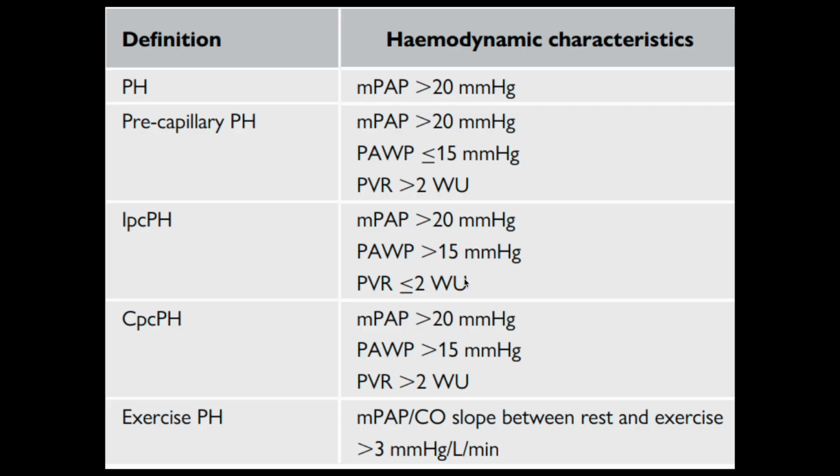Next, you have the unclassified, where you have the pulmonary artery wedge pressure more than 15, but you also have the vascular resistance, which is more than 2. Next, you have exercise pulmonary hypertension, which is diagnosed during exercise, where the slope between rest and exercise shows an increase of more than 3 millimeter Hg per minute. So based on this, you have various classifications. It is classified into group 1, 2, 3, 4 and 5.